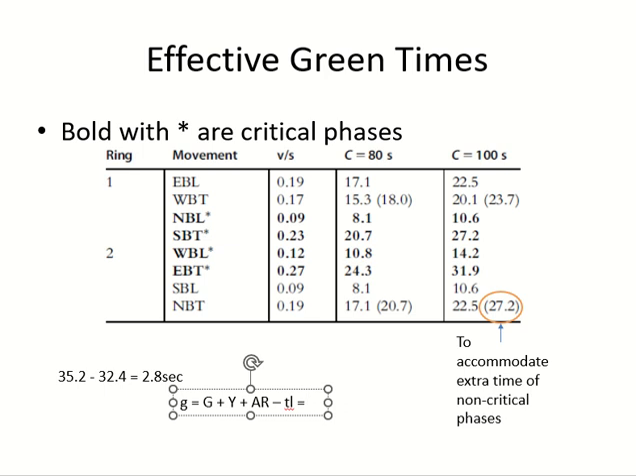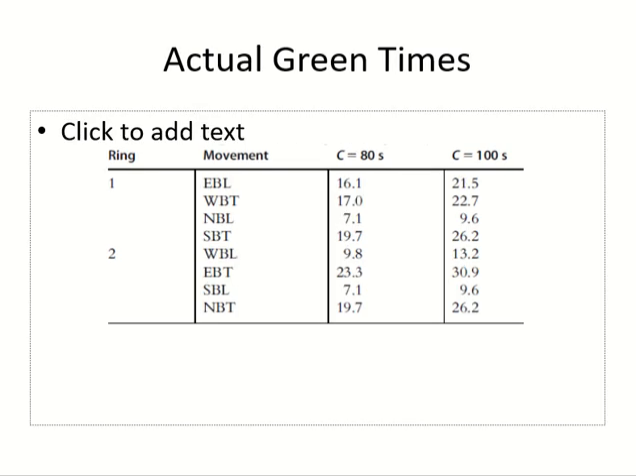Clear? So you will take the capital G for each movement. These are now the green light timings. So the signal will be green for this movement for 16.1 seconds. Then it will turn to yellow for 3 seconds, and then to all red for 1 second. Clear? So now we know all 3 timings of the signal. We know the total cycle length of the signal.